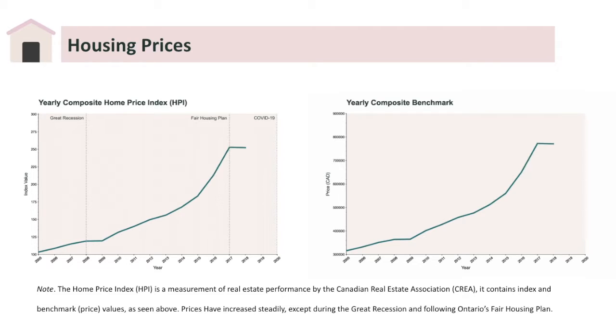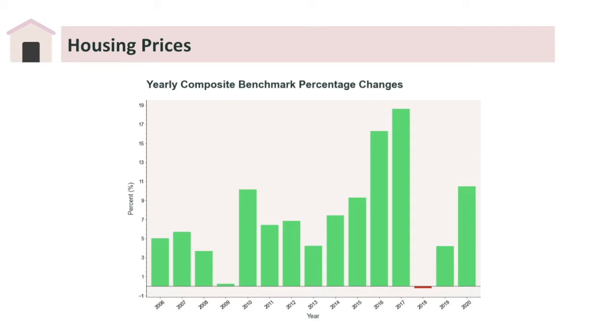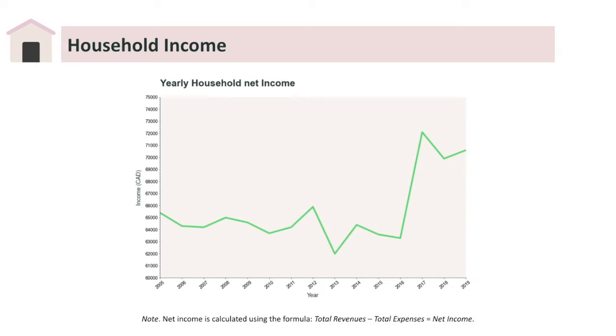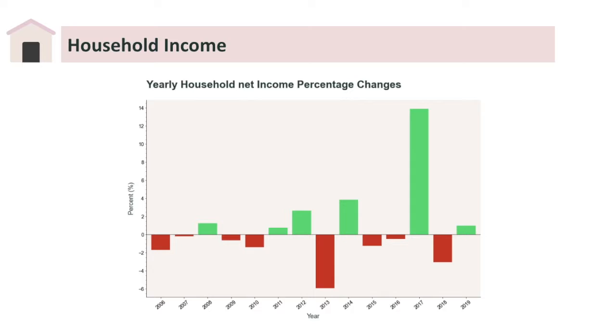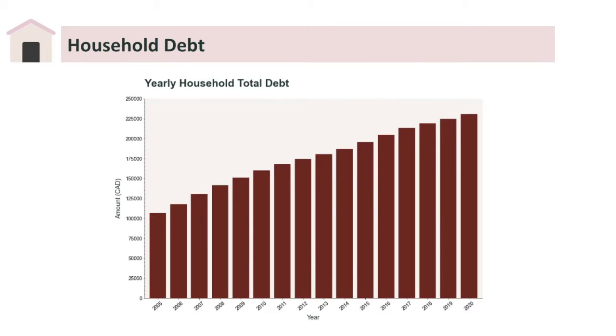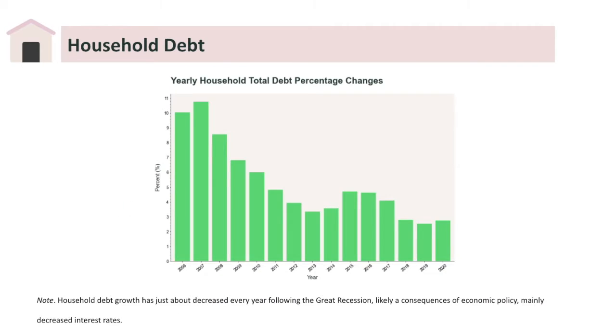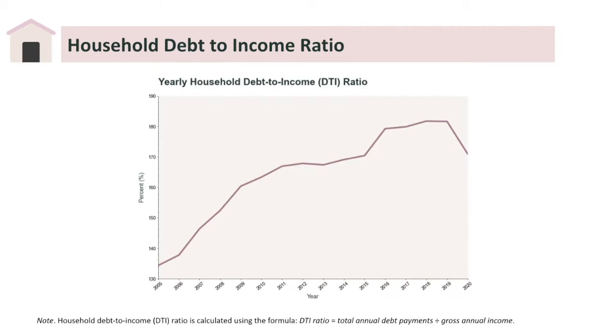So first, it displays housing prices in various forms, including percentage changes over time. Next, the same occurs with household income, which is shown as nominal household net income, and later with percentage changes. Then household debt is shown cumulatively using a bar graph, and later using a stacked bar graph to demonstrate the different subtypes of debt. And then also has percentage changes graphs and a heat map.